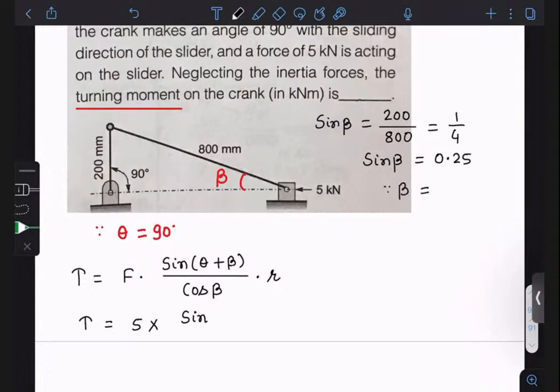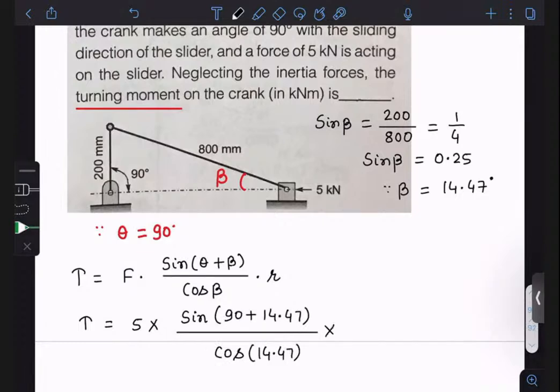So tan inverse 0.25, what are we getting? We are getting 14.47, right? 14.47. So you can write here 90 plus 14.47 divided by cos beta, 14.47 into R. R is your 200 mm, which means 0.2 meter.